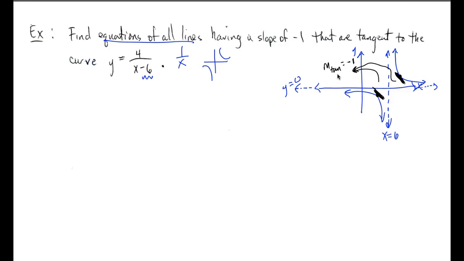That will give us the x-value locations of the points we're illuminating here and here. From that, we can find the corresponding y values and then find the equation of the tangent lines. All right, so let's get started with finding the derivative of this function first.